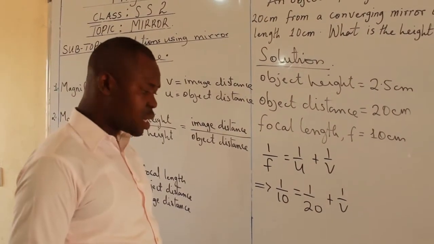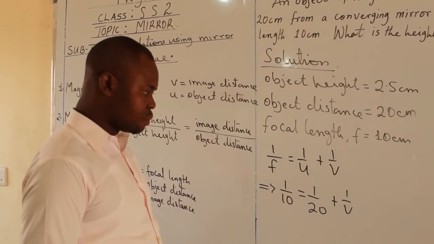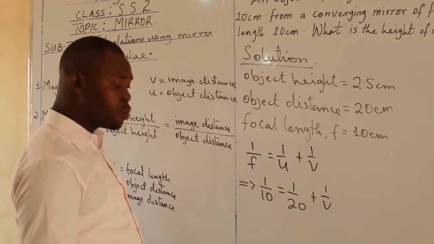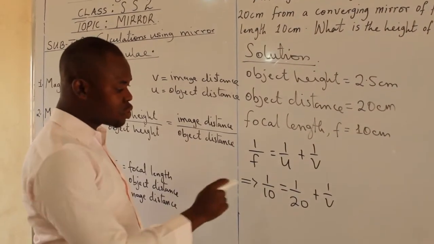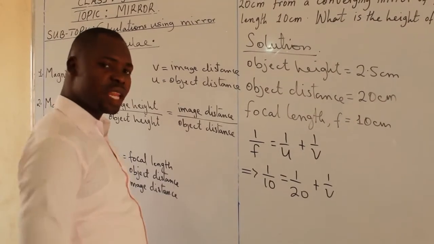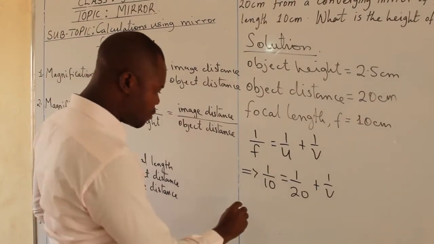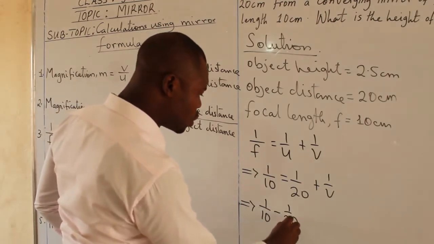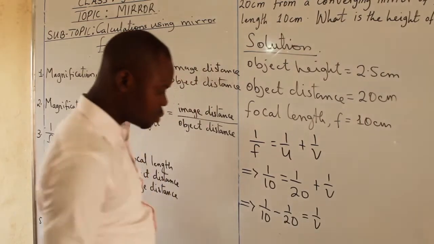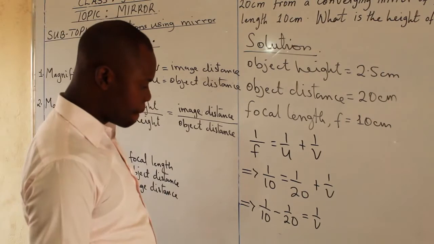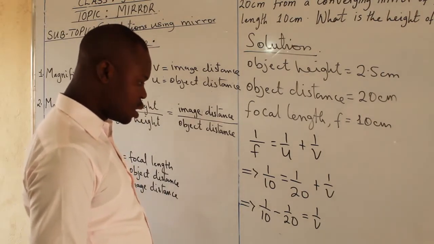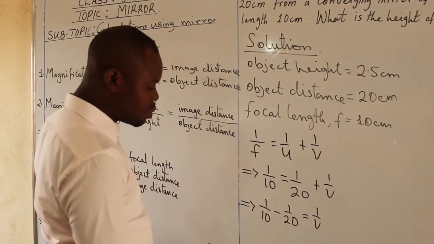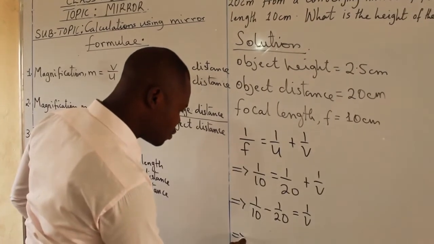Now, as a student of mathematics, you can make 1 over V the subject. If you make 1 over V the subject, you're going to take 1 over 20 to the other side, knowing fully well that 1 over 20 is already positive at the right hand side. So when it's coming to the left hand side, the sign changes. So you have 1 over 10 minus 1 over 20 equals 1 over V. Therefore, you can find the LCM from here. If you find the LCM of 10 and 20, you have 20.